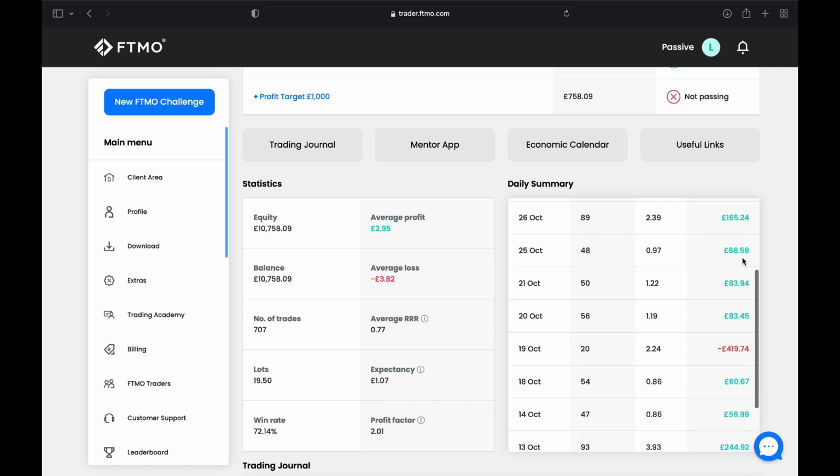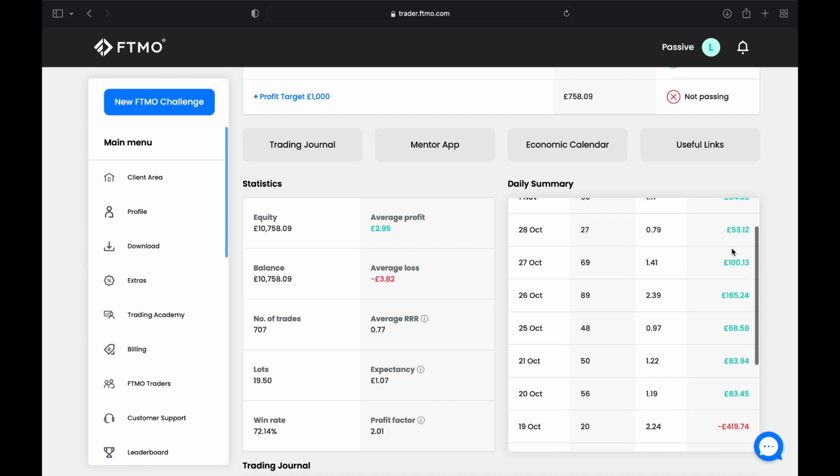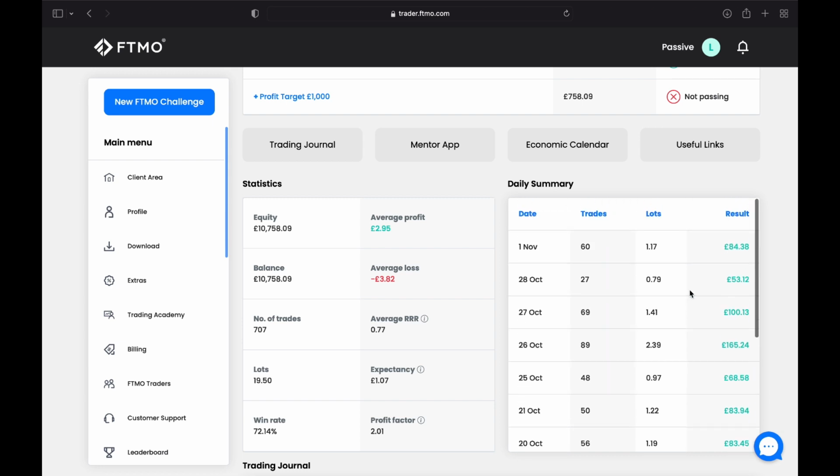So £83 there, 68, 165, so really good day on the 26th. Another £100 day there, 53, bit of a slower day on the 28th. And then today we've hit £84.38.